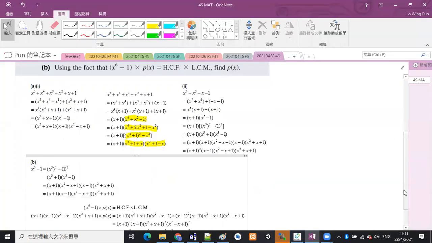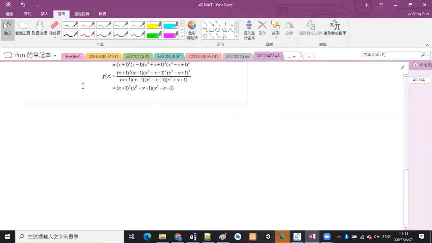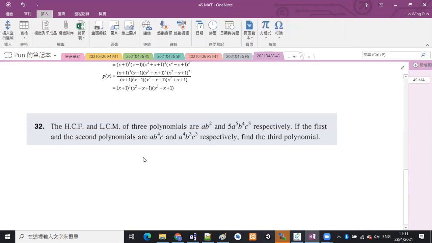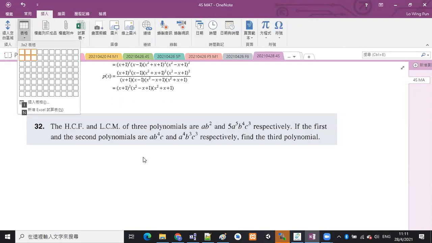And then the next one is 32. 32 is still about HCF and LCM. Okay. The HCF and LCM of three polynomials are ab^2 and 5b^4c^3 respectively. If the first and second polynomials are this and that respectively, find the third polynomial. So I'm going to do this. Let's see.